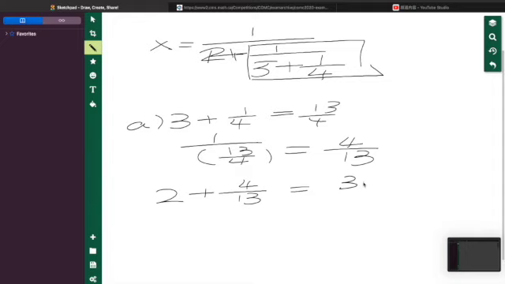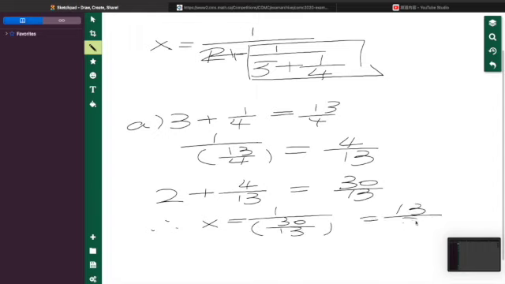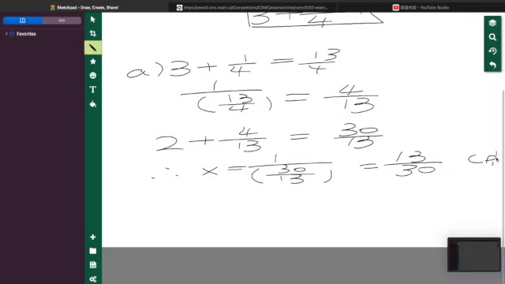And then 2 plus 4 over 13 is equal to 30 over 13. And then 1 divided by 30 over 13 is going to be 13 over 30, which is going to be our final answer for problem 1.